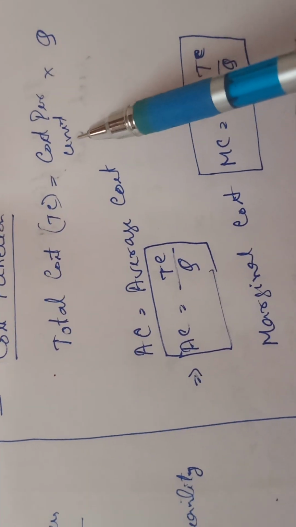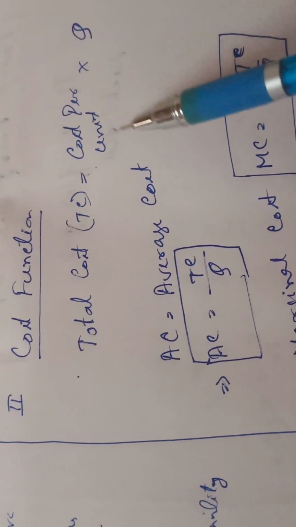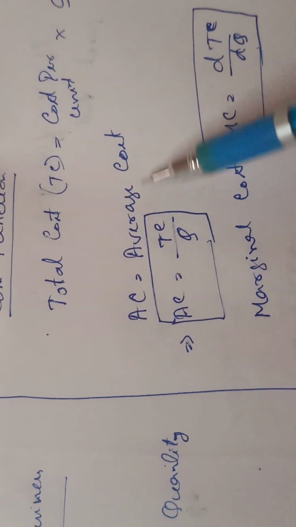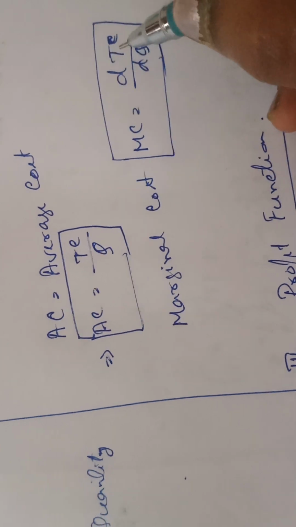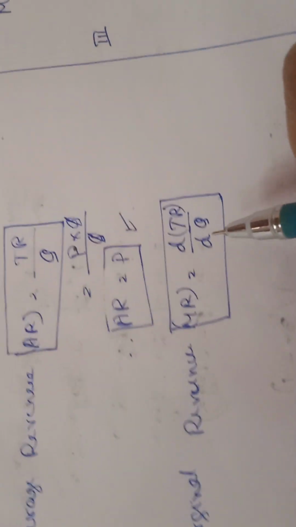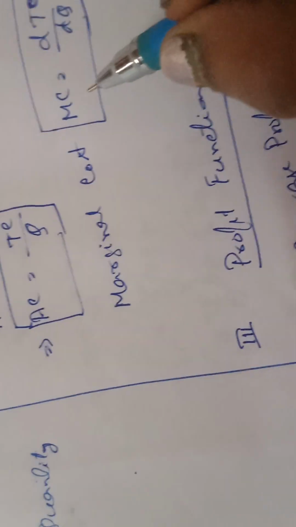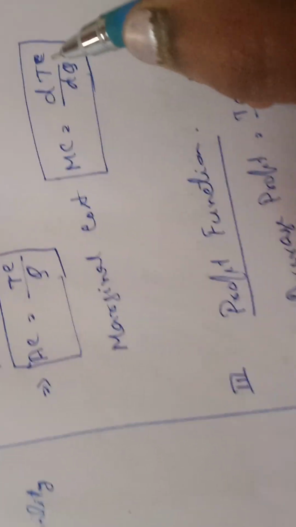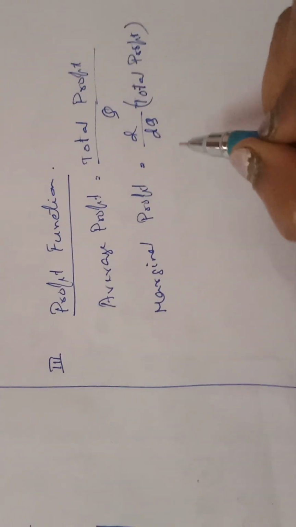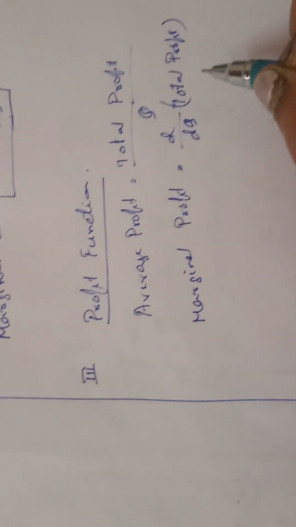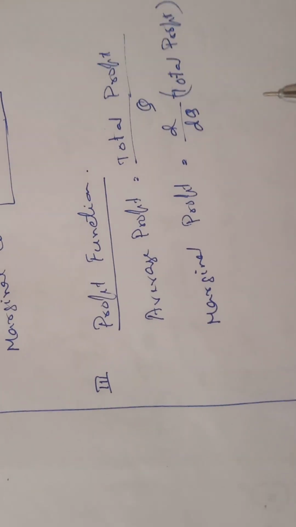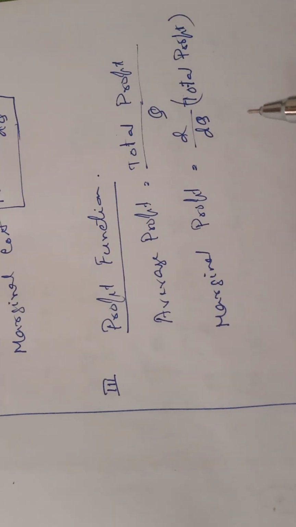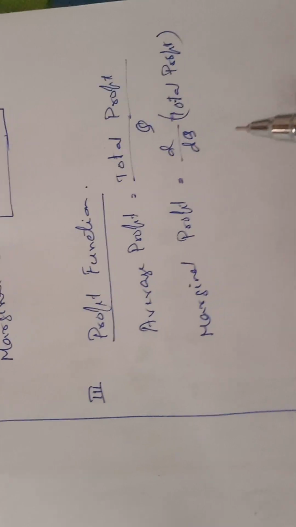Similarly, we have a total cost function. In this case, the total cost function is usually given. If it is not given, it is cost per unit into quantity. Average cost is TC by Q. Marginal cost MC is d/dQ of TC. A marginal function is always a derivative of a total function. If it is a revenue function, it is the derivative of total revenue. If it is a cost function, it is the derivative of the total cost function. If it is a profit function, it is the derivative of the total profit function. So we use the derivation for the marginal functions.